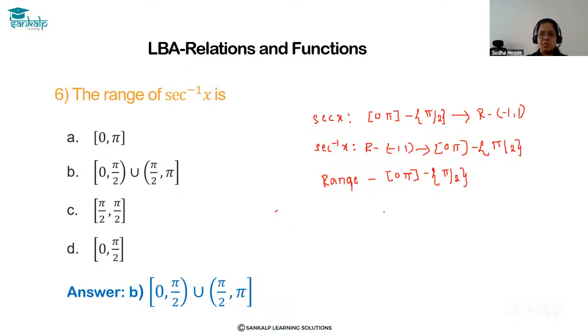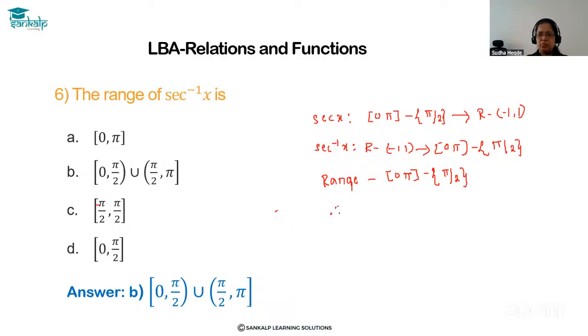But this option is not there. You can check it. Option A: 0 to pi closed interval. Option B: 0 to pi by 2 union pi by 2 to pi. Option C: closed interval, actually it is minus pi by 2 to pi by 2. Option D: closed interval 0 to pi by 2.